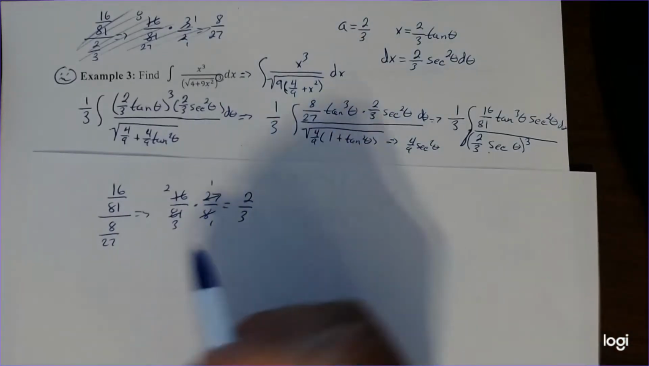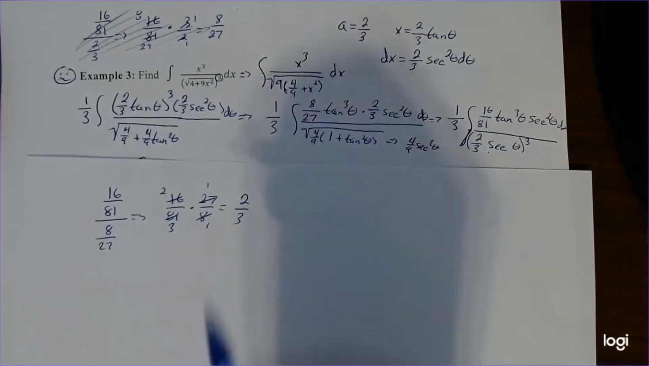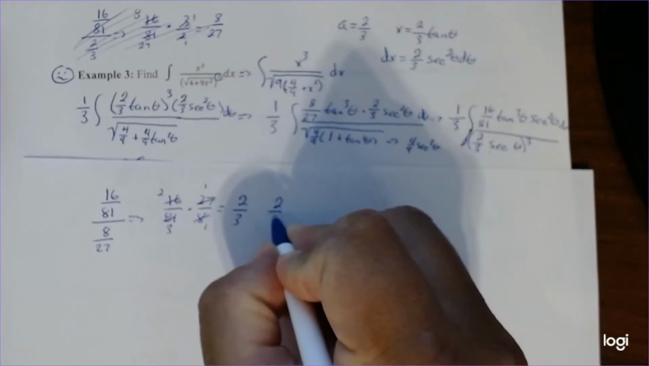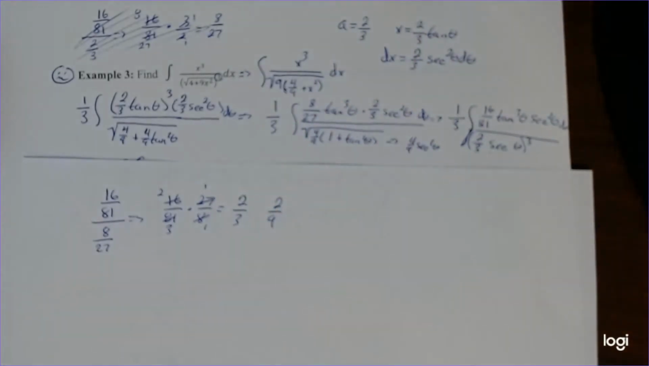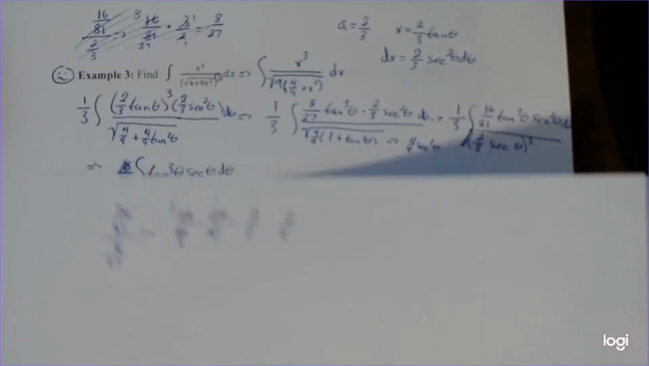Okay. And now multiplying by that 3 gives you the 9 over 2. There we go. That makes a little bit more sense. Okay. All right.